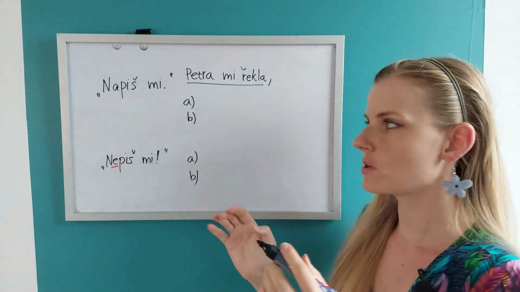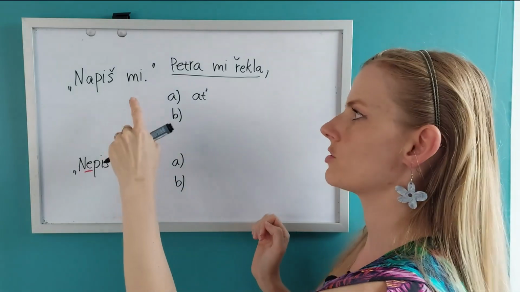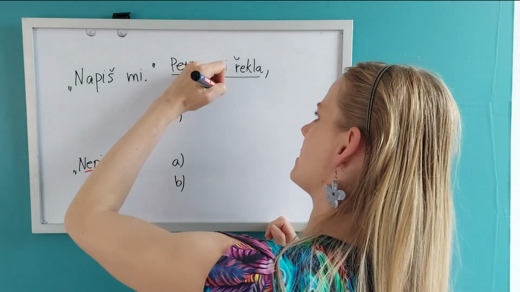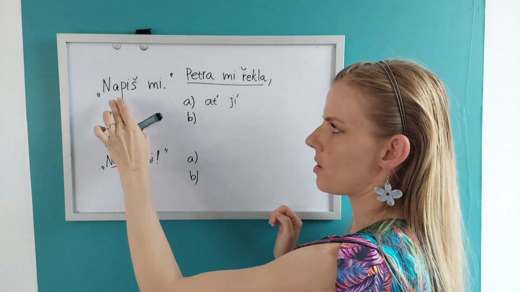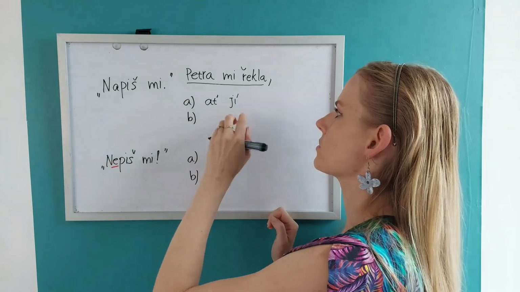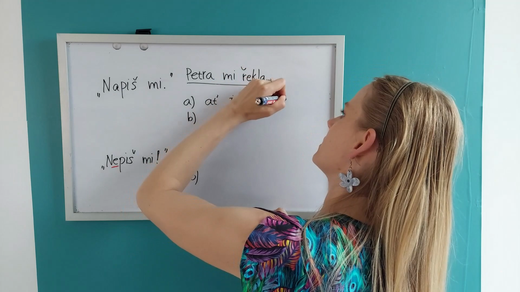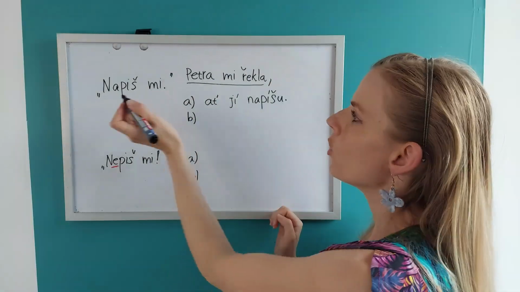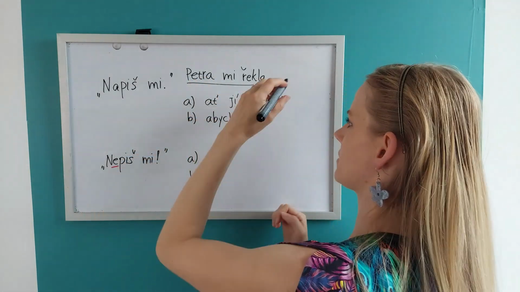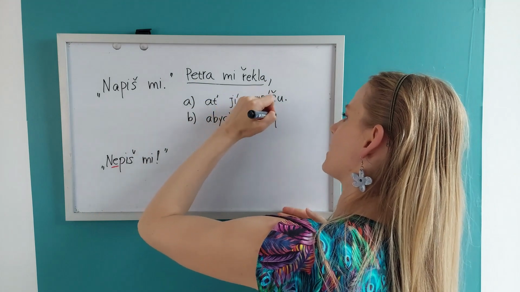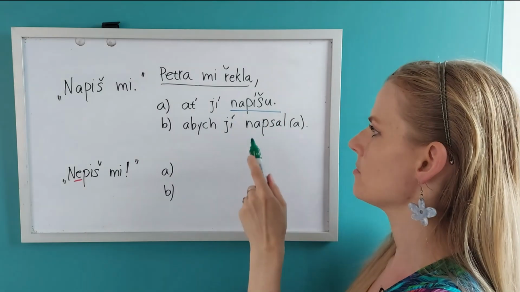Our first option would be with ať. Petra mi řekla, ať. Okay, we have to change the pronoun. Ať jí, because this is dative, to write to someone. And then this is perfective, napsat. So we would say I will write, which is napíšu. Ať jí napíšu. Or Petra mi řekla, abych, again jí, and then past form napsal, napsala. The future tense and the past tense.